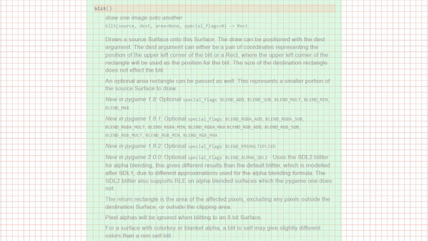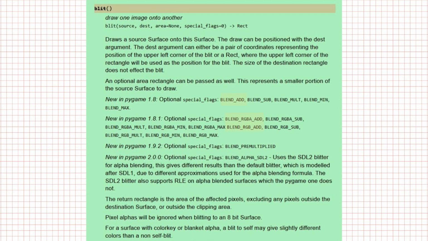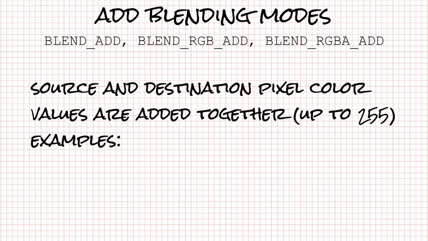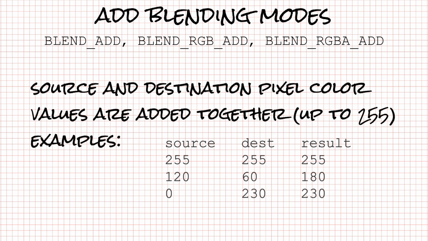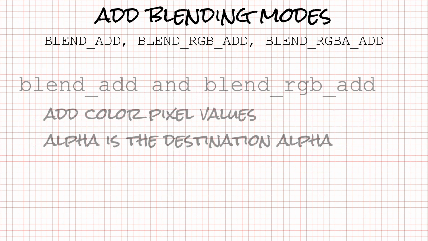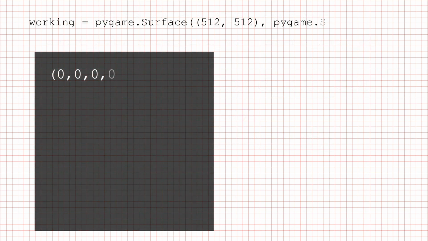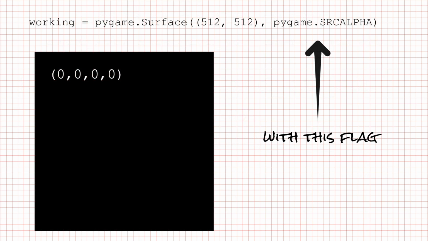The blit documentation lists 3 add blending modes: blend add, blend RGB add, and blend RGBA add. Add means that each component of the pixel values from the source and destination surfaces will be added together without exceeding the maximum value of 255. Blend add and blend RGB add are the same. They add pixels without considering the alpha channel, meaning the alpha remains whatever it was originally on the destination surface. When you create a surface, its pixels are 0, 0, 0 with an alpha of 0.